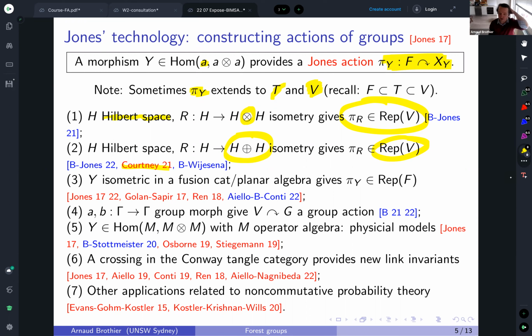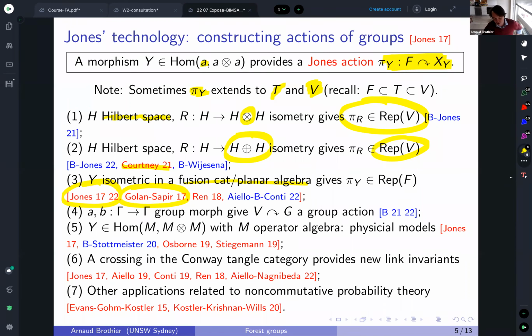There's been a lot of interaction actually with skein relation, and looking at fusion category, planar algebra. That was the initial work of Jones, but there have been also some group series doing that. So Gilly Golan, Sapir, Yongsheng Ren also did in that direction, and others. Okay, I'm not going to cite everything.